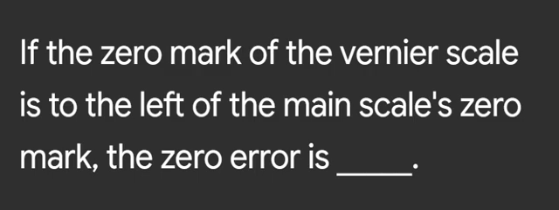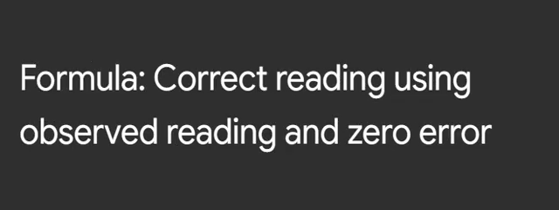18th question is on your screen. If the zero mark of the vernier scale is to the left of the main scale's zero mark, the zero error is dash. Next question, write down the formula for correct reading using observed reading and zero error. So here only two criteria you will be using, that is observed reading and zero error, and write down its formula.